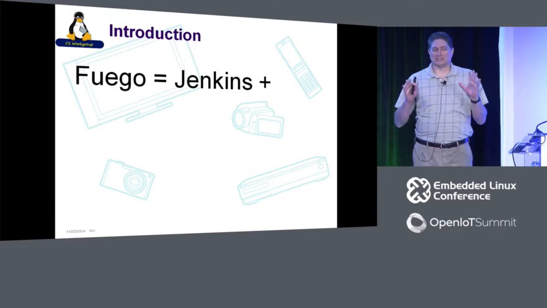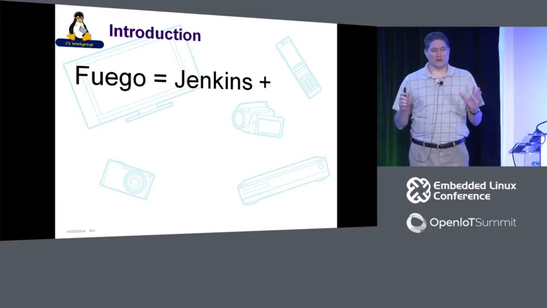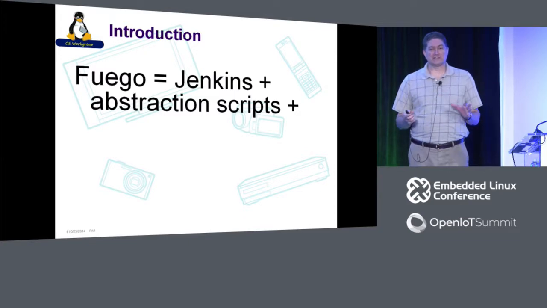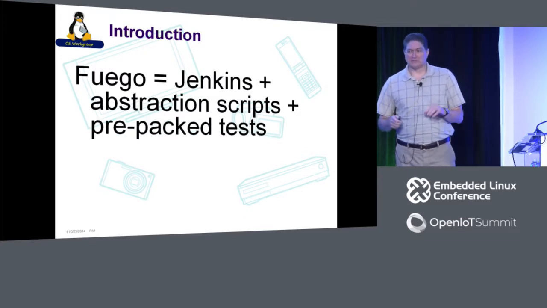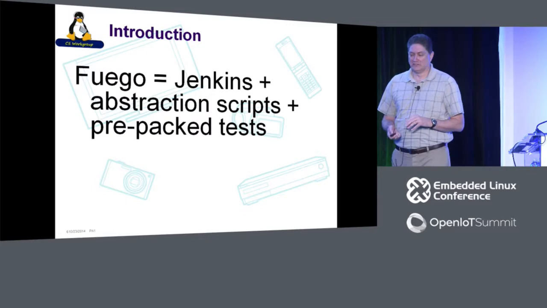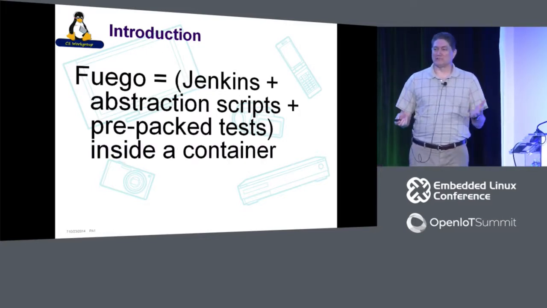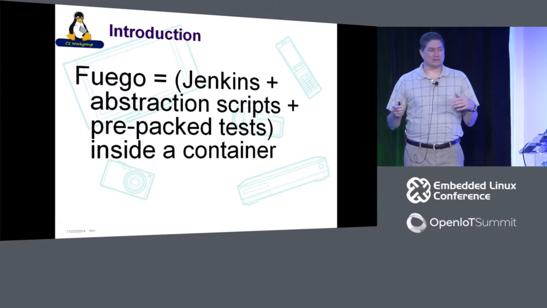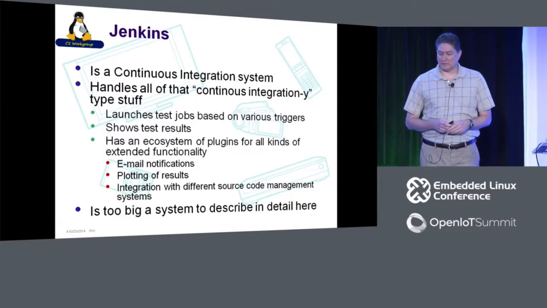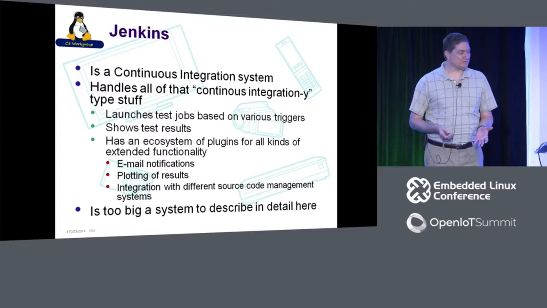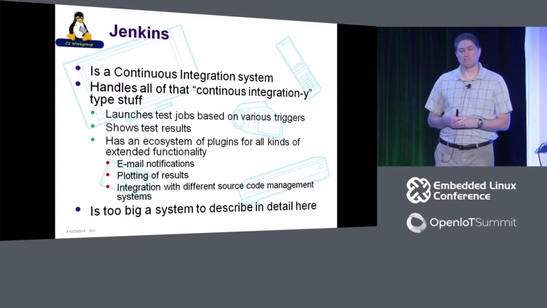In very, very simple terms, Fuego consists of Jenkins, plus some abstraction scripts, plus some prepackaged tests, all packaged up in a nice container for you. I'm going to talk about each of those and why they're in there and what each brings to the table. Jenkins, you've probably heard of. It's a continuous integration system.